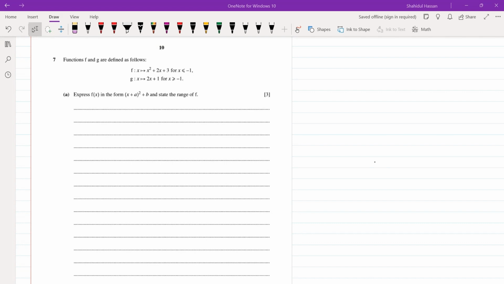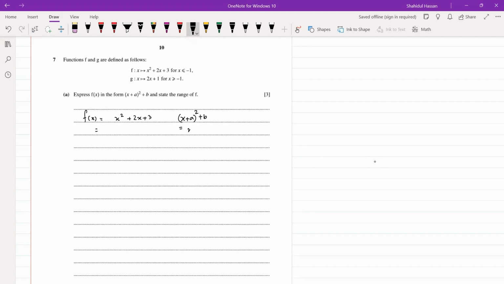Okay, and state the range of f. So we know that f of x is given as x squared plus 2x plus 3. We just have to write it in a different format. We can complete the square and get into this given format, or you can also do it like this. You can write x plus a whole squared plus b.